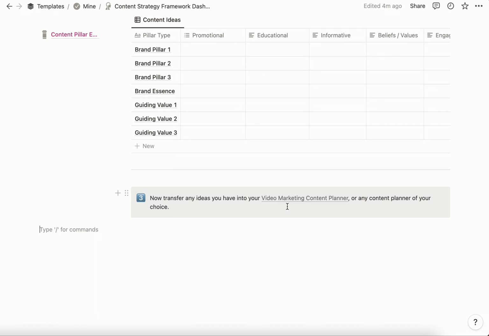And once I have those content ideas, I put them into my video marketing content planner, which if you have not purchased, you can purchase, or you can put it into the content planner of your choice. But basically, you're taking these ideas, you're going to build out your script, you're going to build out your hooks, you're going to build out all of that really great content, which I cover off in the video marketing content planner, so that you can be creating really, really good content out of these content ideas.